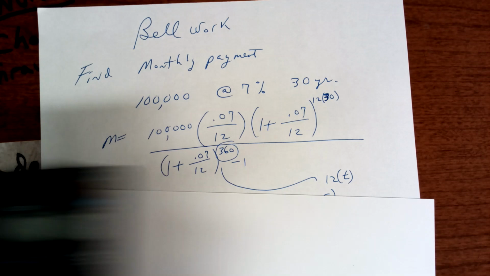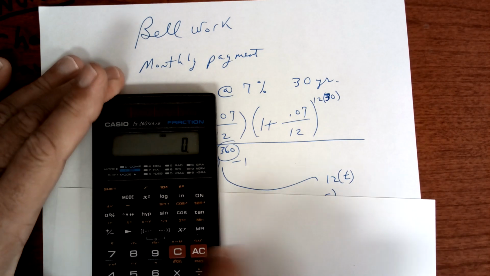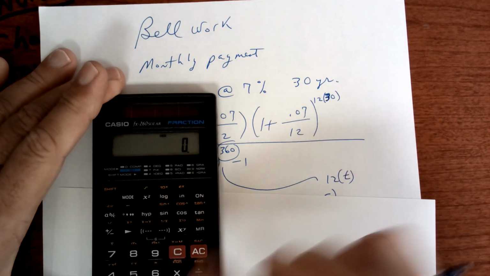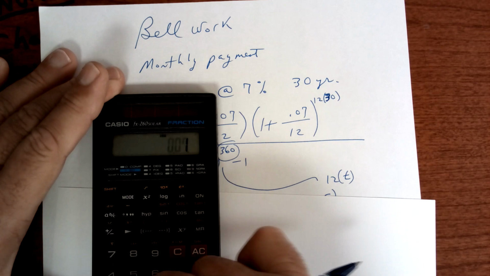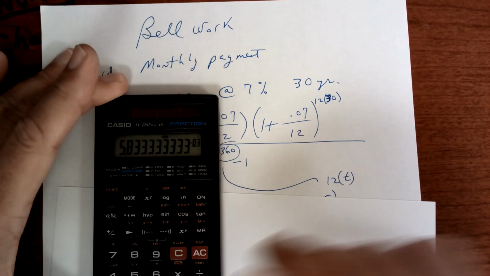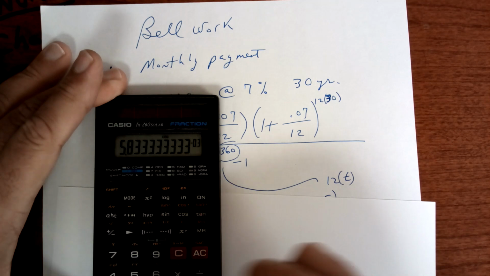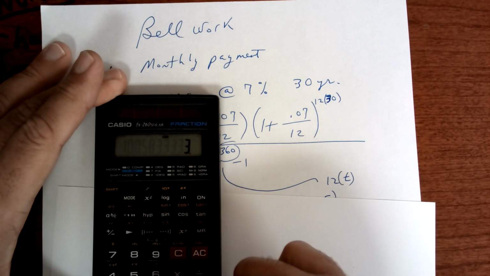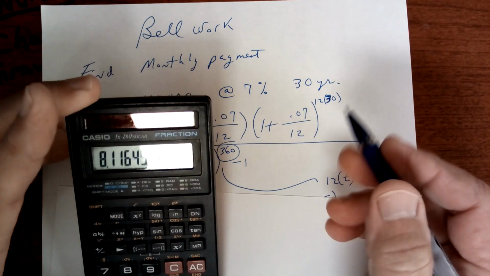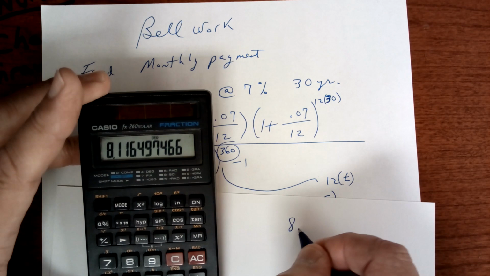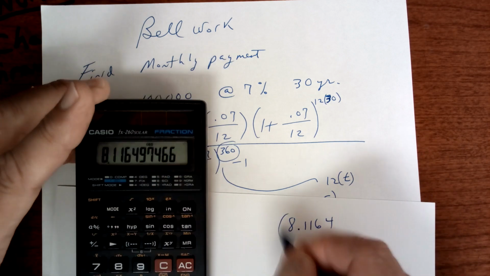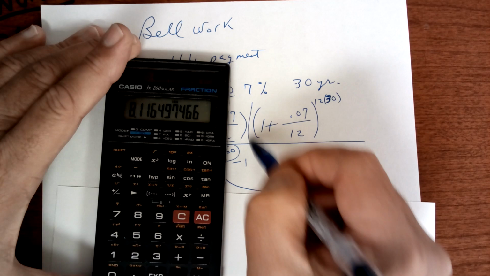We're going to start from the inside out. So clear this out, take 0.07 divided by 12. When I do that, I get that number, plus 1, press equals, and then raise it to the 360th power. I get 8.1164 for this piece right here. Make sure you get that.